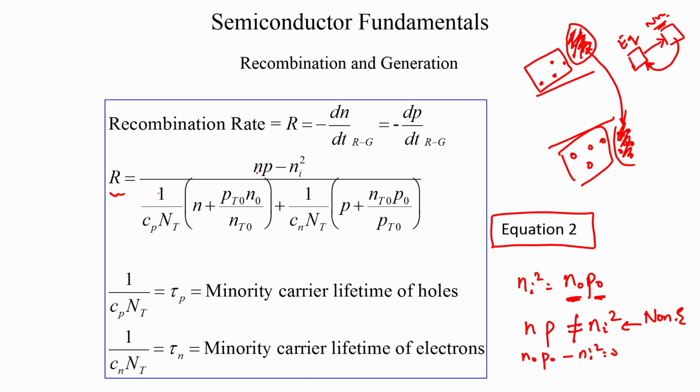The next 2 points are, look at these two terms. So, capital NT is the total number of trap states per unit volume, which is related to our RG centers, and these Cp and Cn are the proportionality constants for the capture of holes and the capture of electrons, and this term 1 by Cp NT has got a very special significance. It is given a symbol tau p, and it is called the minority carrier lifetime of holes.